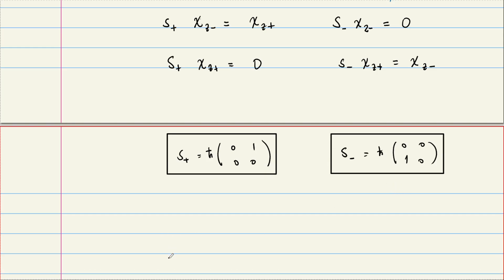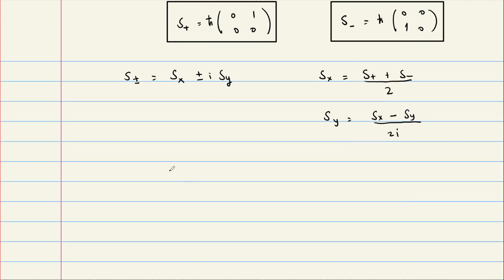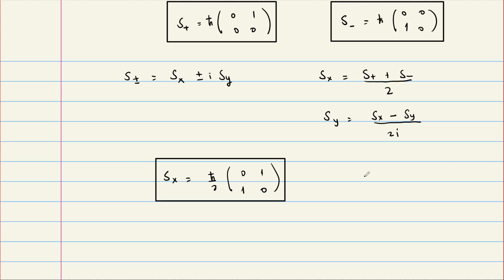And from here I can deduce what Sx and Sy are. S plus or minus is equal to Sx plus or minus i Sy. From here I can say Sx is going to be S plus plus S minus over 2, and Sy is going to be S plus minus S minus over 2i. Now these are matrices. I can sum them and find Sx is going to be h bar over 2 times 0, 1, 1, 0, the sum of this and this, only off-diagonals. And Sz is going to be h bar over 2, because of this i, also off-diagonals, but like this, with minus i, 0.